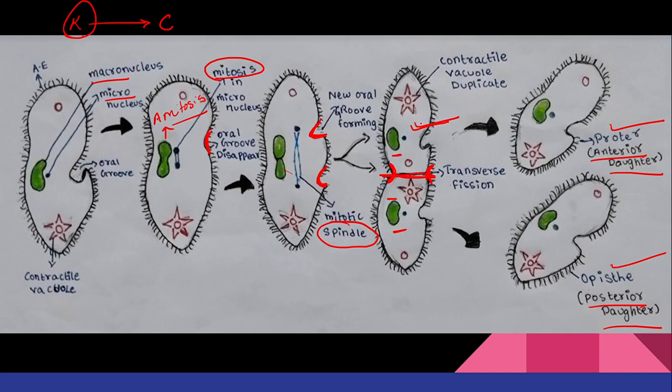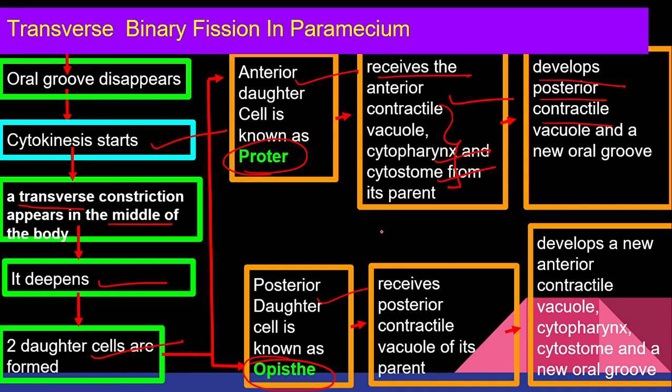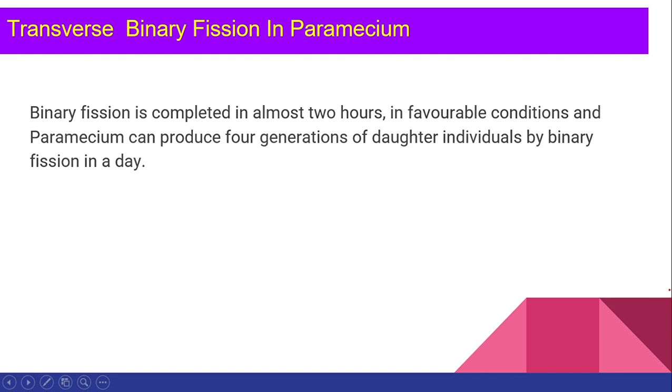So it is going to get three of the structures from the parent, then the oral groove it is developing, and the posterior one it has to develop, right? The posterior contractile vacuole it has to develop. Now when we talk about opisthe, it receives only the posterior contractile vacuole, so the rest of the things it has to develop, that is the anterior contractile vacuole, cytopharynx, cytostome, and the new oral groove, all these things it has to develop, right? Now, binary fission is completed in almost 2 hours.